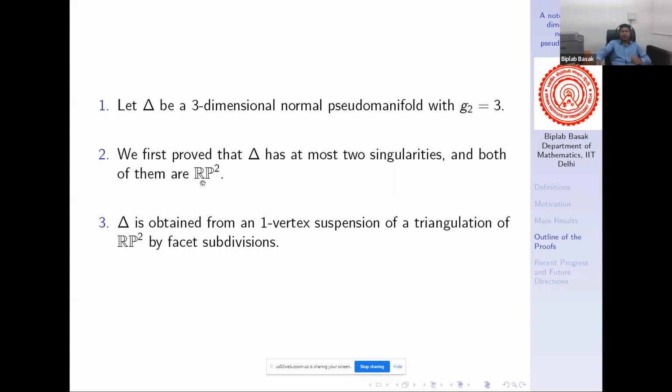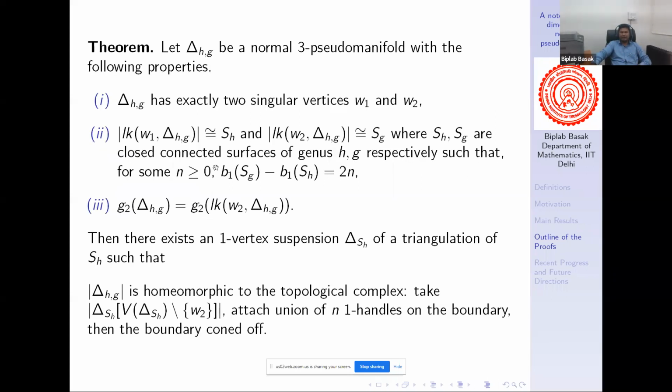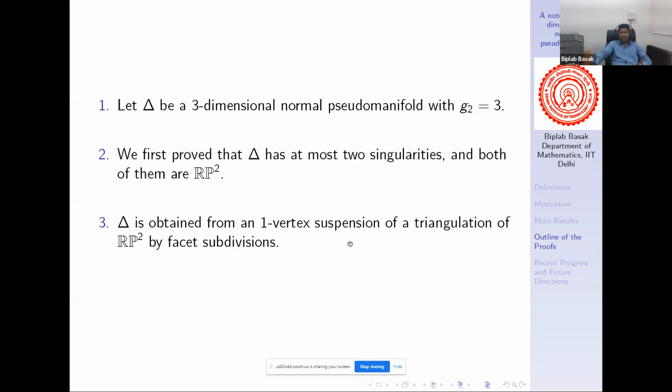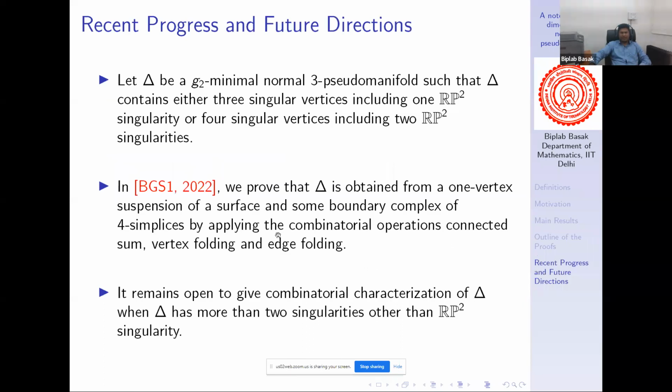So therefore we can use this result, and here n will be 0. So that will be just the one vertex suspension of RP2, and that is our result. So these are all about the main results. Now we have some recent progress and also future directions.